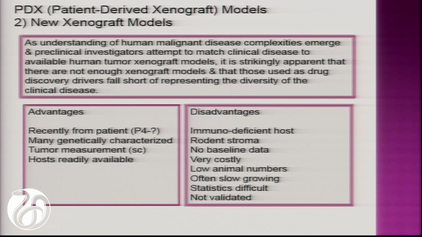Many of these are very well genetically characterized because they're characterized genetically with the technologies we have today. Most often they are implanted subcutaneously and the hosts are readily available. The disadvantages are that the hosts are very immunodeficient. The stroma is rodent. There's no baseline data with these. These are unknowns. They become very costly. The animal numbers are low. They're often very slow growing. So statistics are difficult, and they have not been validated as yet.